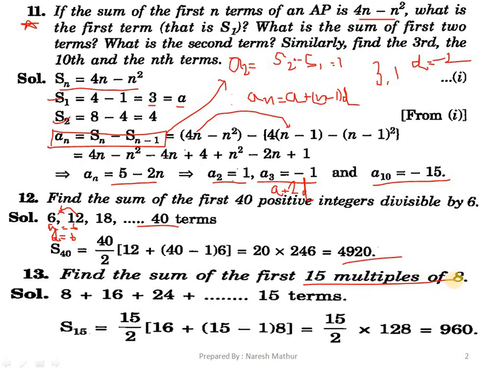15 multiples of 8 means 8, 16, 24 and so on up to 15 terms. So the first term a equals 8, d will obviously be 8, and n is given as 15. We can get the value of S15 by simply putting the values in the formula. After solving, we get 960 as the answer. Easy.